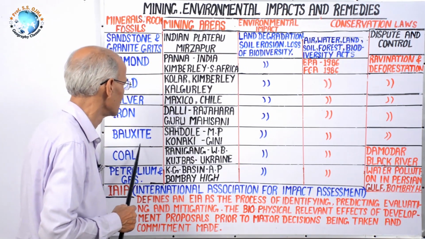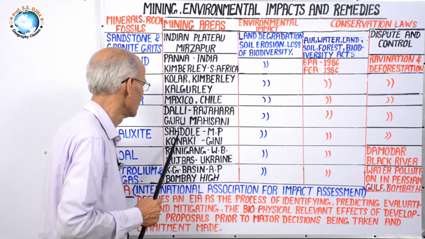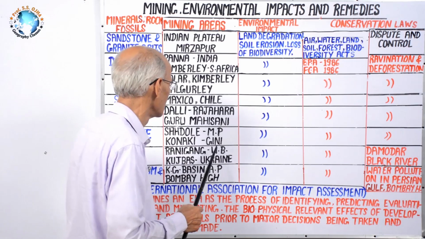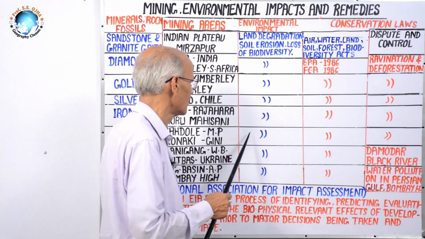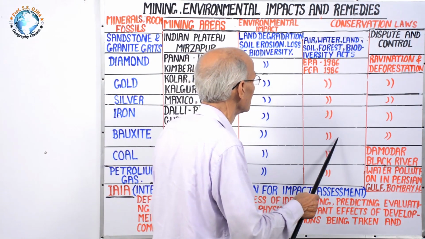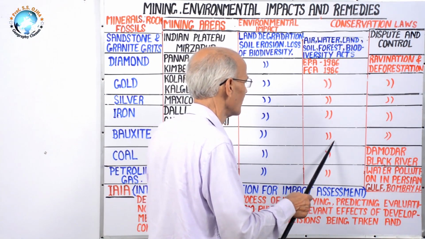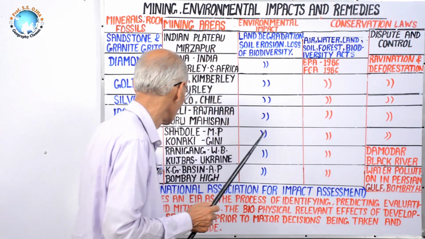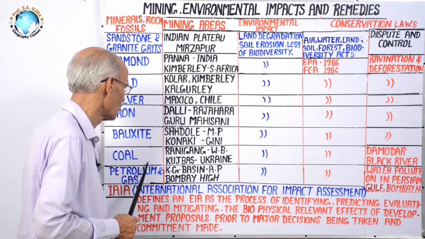Next is bauxite, which is mined from Shahdol in MP and Konki in Guinea. The environmental impacts are the same as listed above, the acts have been formulated by the concerned government, and disputes are nearly the same. Next is coal.